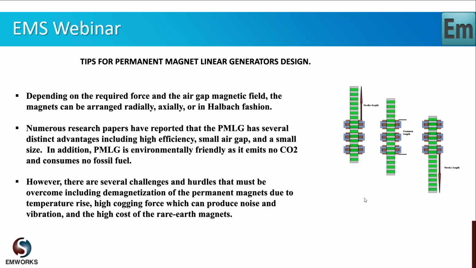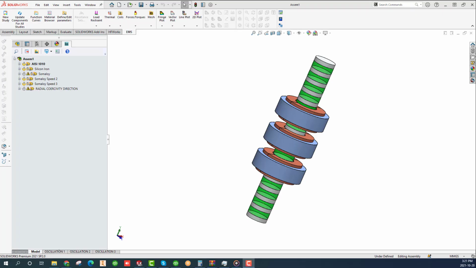However, there are several challenges and hurdles that must be overcome, including demagnetization of the permanent magnets due to temperature rise, high cogging force which can produce noise and vibration, and the high cost of the rare earth magnets.